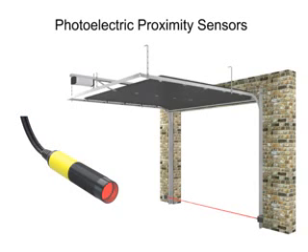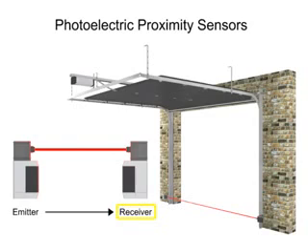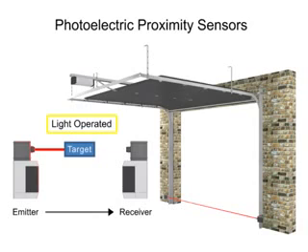Photoelectric sensors have the greatest detection range, from 1 millimeter to 25 meters or more. They operate by the use of an emitter, which transmits a beam of light to the receiver. When the light is normally being received, it is known as a dark operated mode. When the absence of light is required, it is known as light operated mode.